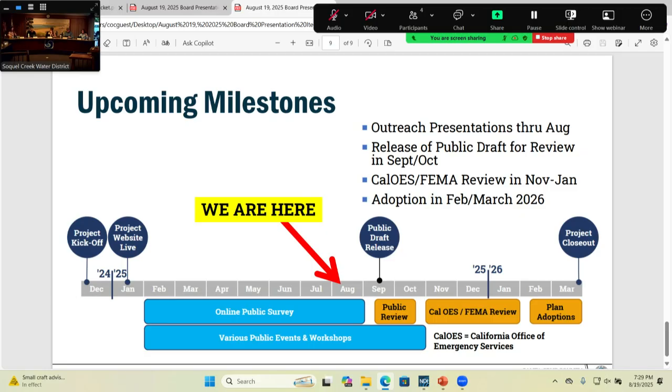I guess just one clarification. What we would be adopting is our annex plan. So that's where at the beginning there's the parent plan. That's the larger plan that wouldn't necessarily be coming to this board for approval. It would just be our specific annex plan.